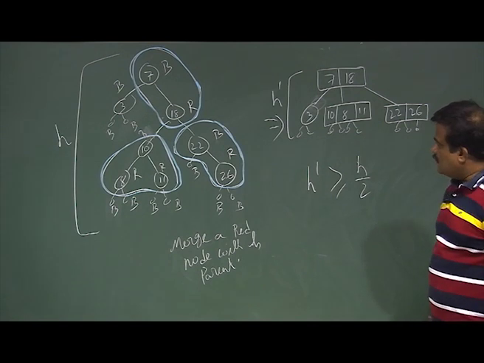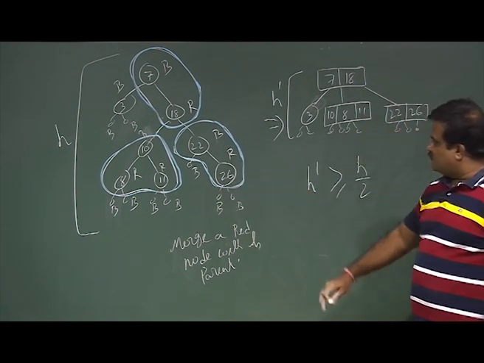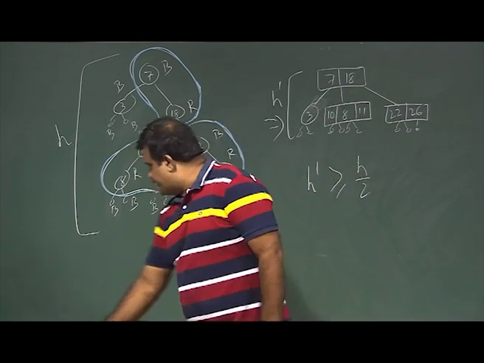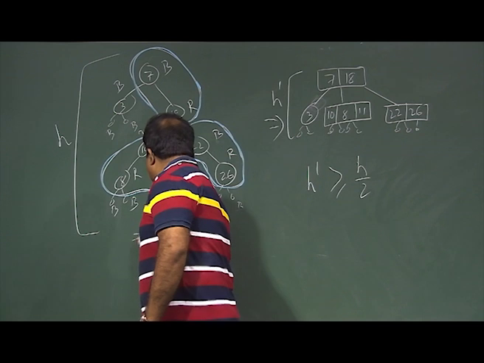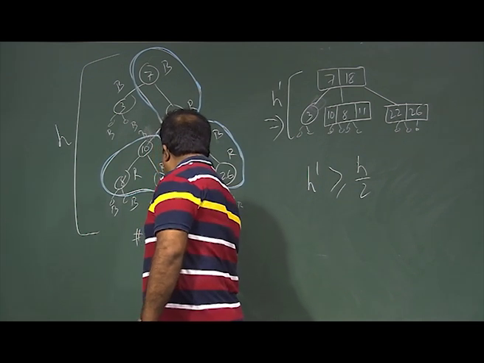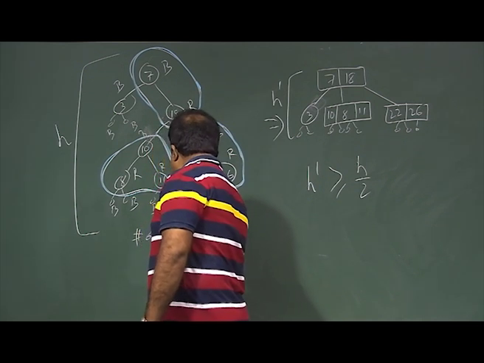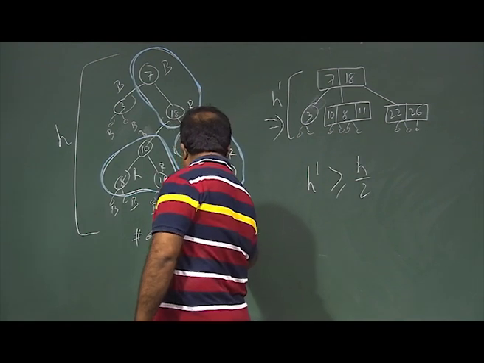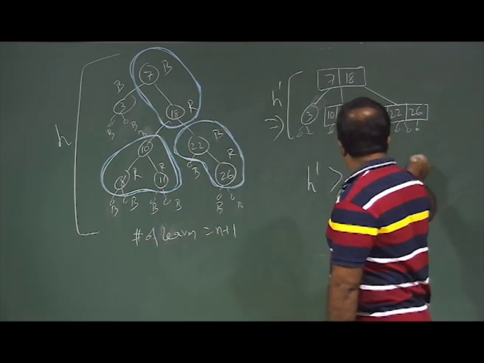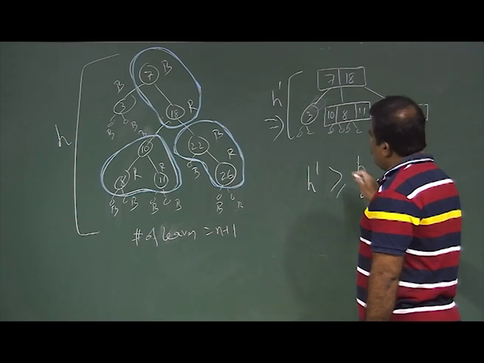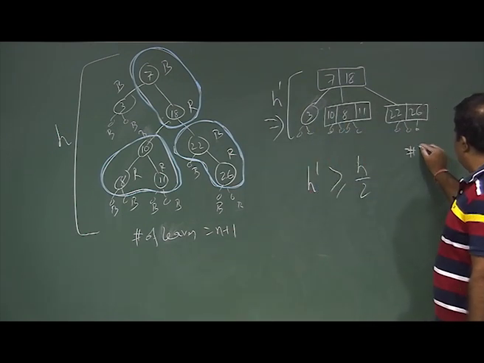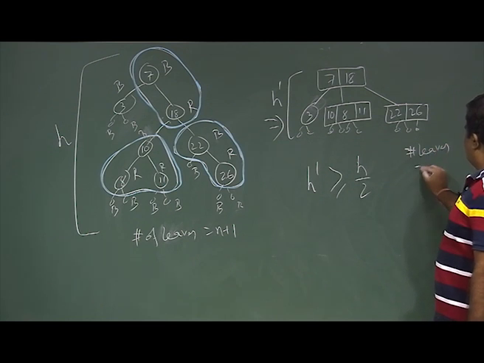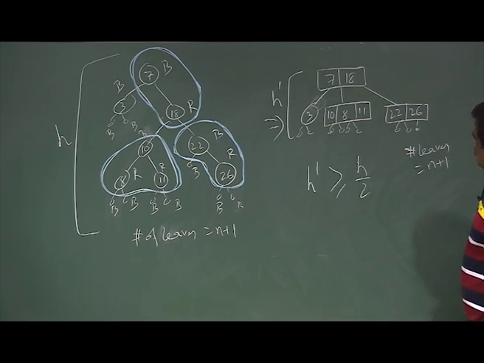Okay. So now what is the number of leaves over here in this tree? The number of leaves is basically n plus 1, and this is the same as here also, because we are not merging the nils, because nils are black. So the number of leaves will be the same, n plus 1.